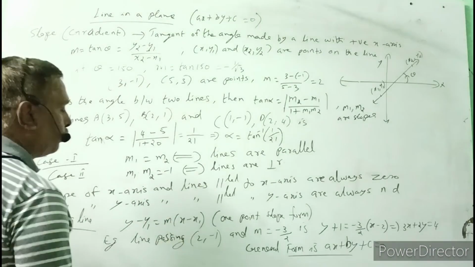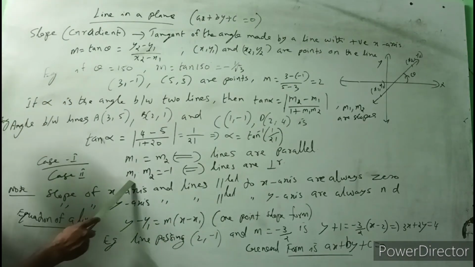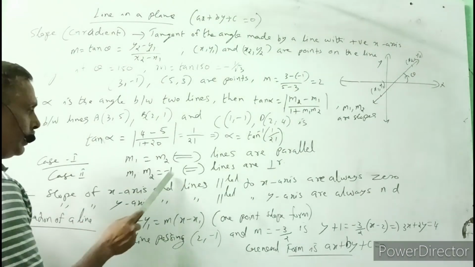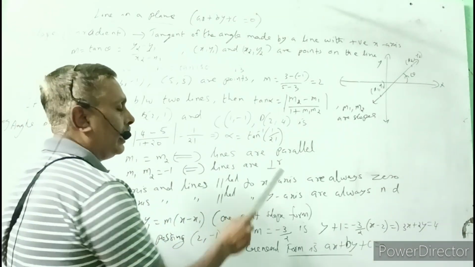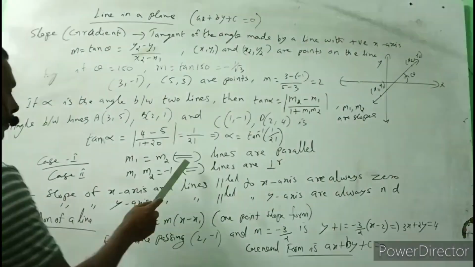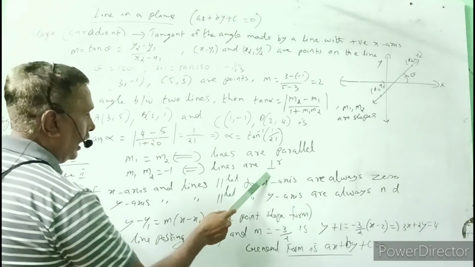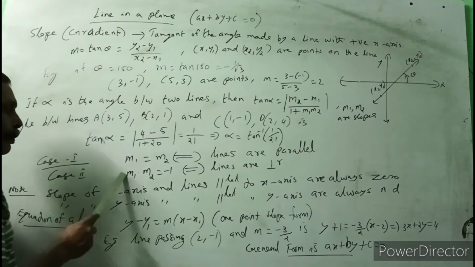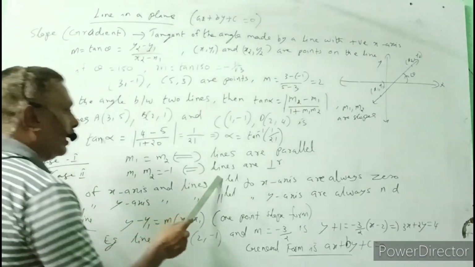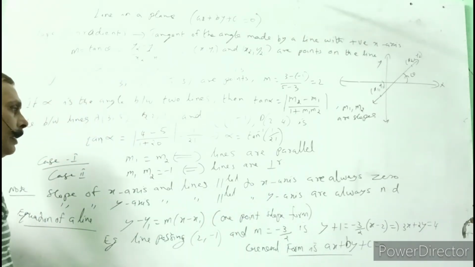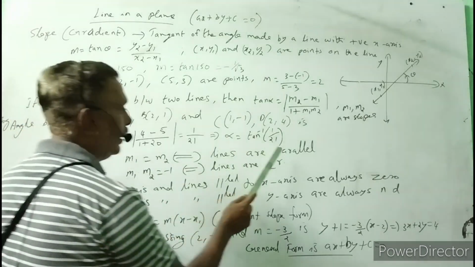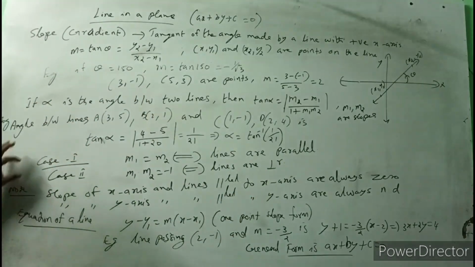So when can you say two lines are perpendicular? If the product of the slopes is minus 1, meaning m1 into m2 is equal to minus 1, implies and is implied by the lines being perpendicular. So these two statements are very important. Lines perpendicular means the product of the slopes is minus 1, or conversely, if the product of the slopes is minus 1, then the lines are perpendicular. Similarly, lines are parallel means slopes are equal, or slopes are equal means lines are parallel. So it's very important. We will see that in different problems.